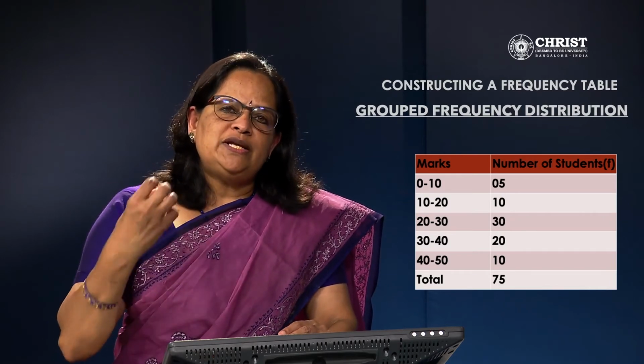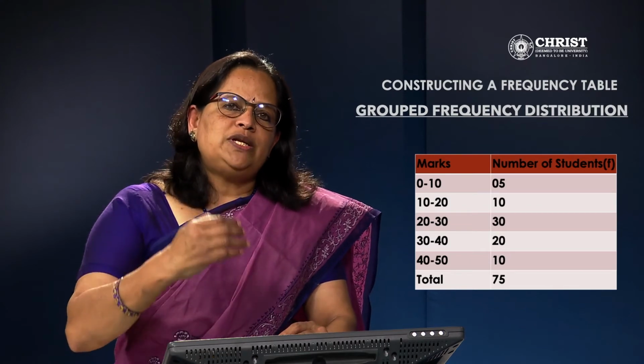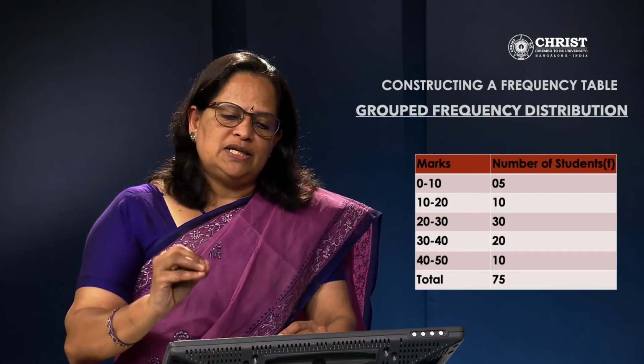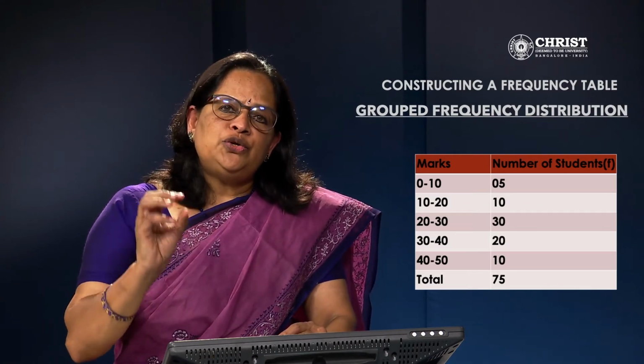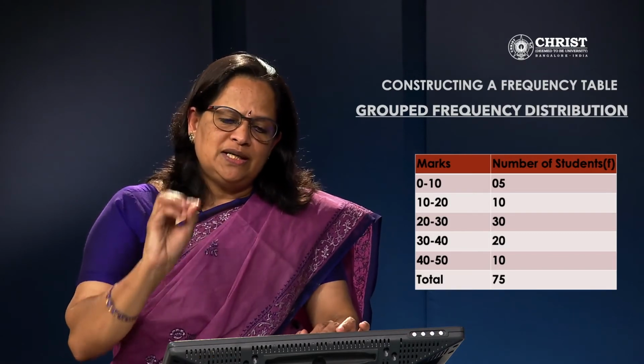So 0 to 10 is the class. 0 to 10 is the first class we have taken. Then 10 to 20. That means 0 to 10 is the first class. 10 is the magnitude or width of the class. That is the class interval. 0 to 10, meaning 10 is the class interval.